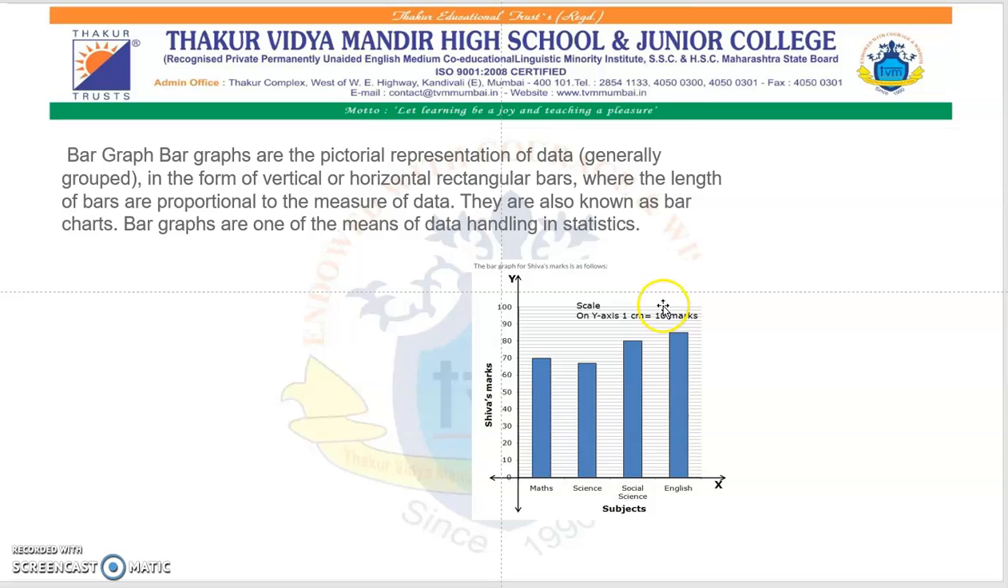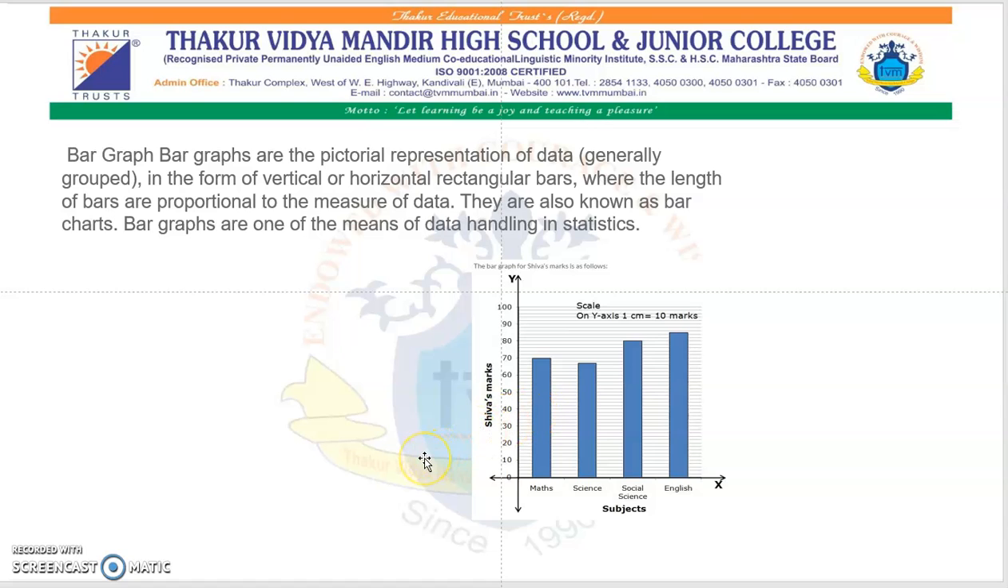Here scale is very important. If you take the scale 1 centimeter equal to 20 marks, the gap of 20 marks will be there on the y-axis. According to the scale, we draw the numbers on the y-axis. So this is the representation of the marks of Shiva by bar graph.